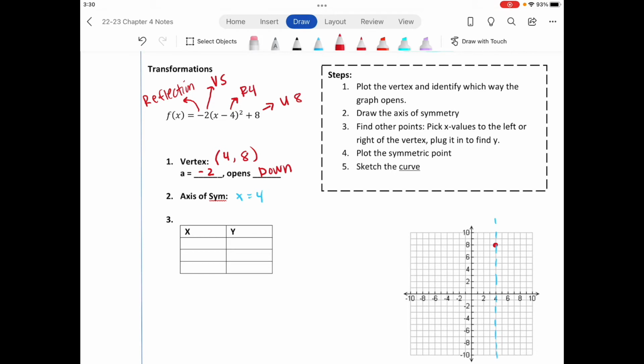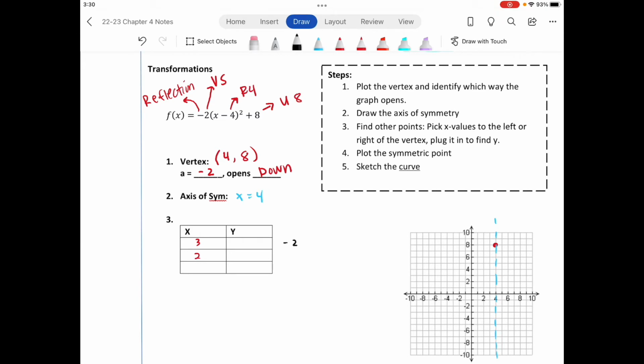Now we just need to get some points on either side of our graph. So we can pick x values on either side of our vertex. The vertex was at 4, so let's just pick 3 and 2. But you could pick any x values you want.